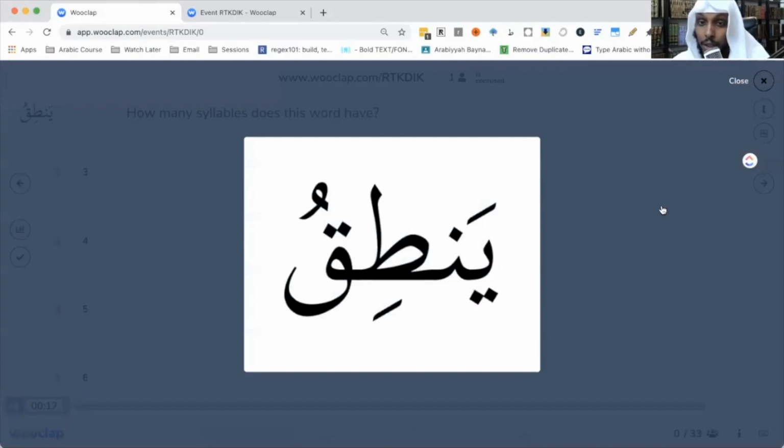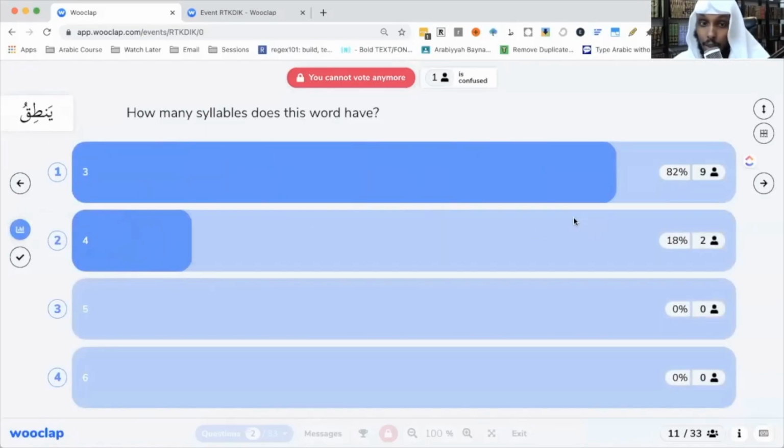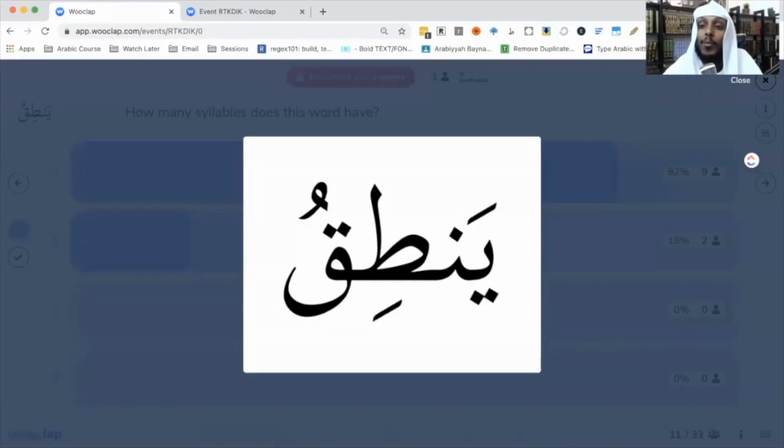Okay. So this is the first question. So we have this word. How many syllables is it? You got 20 seconds for this question. Is it 3 syllables, 4 syllables, 5 or 6? How many syllables do we have in this word? Okay. We have 82% of you got it right. Some of you said 4 syllables. La, this is not 4 syllables. This word is not 4 syllables. 4 letters, yes, but not 4 syllables.